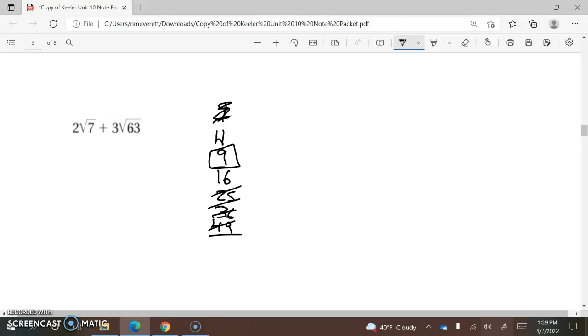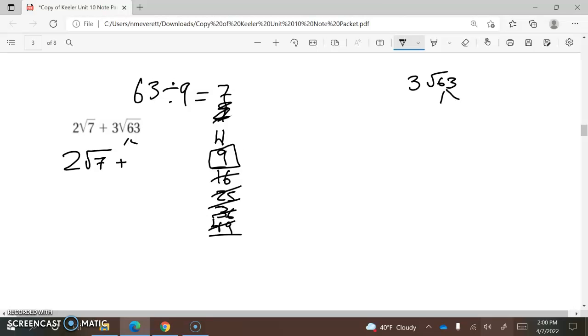All right, none of these top ones work here. So if I do 63 divided by 9, I'll get 7. So now I'm left with 2 square root of 7 plus, actually, I'm going to do this over here. 3 square root of 63, break down the 63. I'm left with square root of 9 times the square root of 7. The square root of 9 will become 3. Square root of 7 will just stay square root of 7. But this 3 right here, I'm going to bring this 3 down here. Since we have these numbers out front now, I'm just going to multiply those, and I'm going to get 9. So I'll get 9 square root of 7.